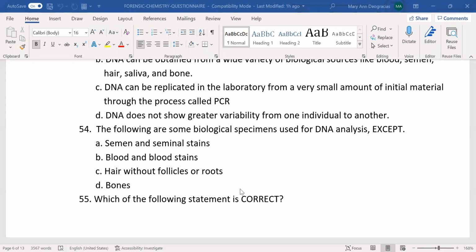No? Kasi ang DNA, makukuha lang sa nucleus yan. Ang may nucleus, yung roots. Ito mismong pinaka-hair natin, yung pinaka-shaft sa yung tip niya, walang nucleus yan.